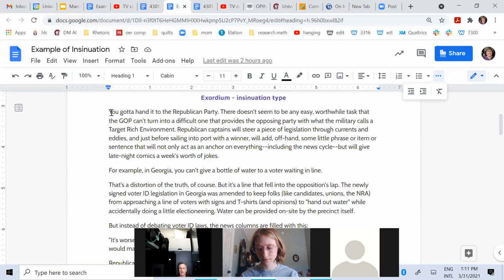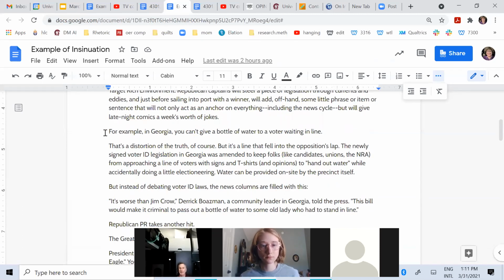And so they are basically sort of appealing to me a little. I almost never agree with Arkansas Democrat Gazette editorials. But I'm thinking, well, maybe they're seeing some of the problems in the choices of the Republican Party. For example, in Georgia, you can't give a bottle of water to a voter waiting in line.